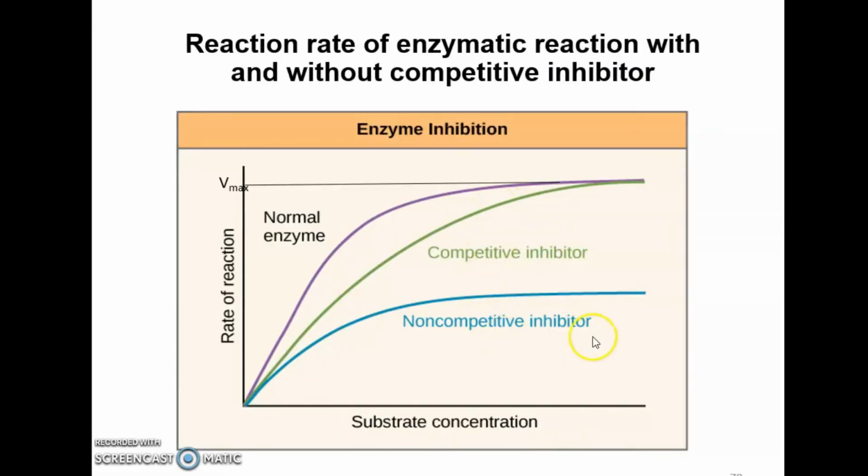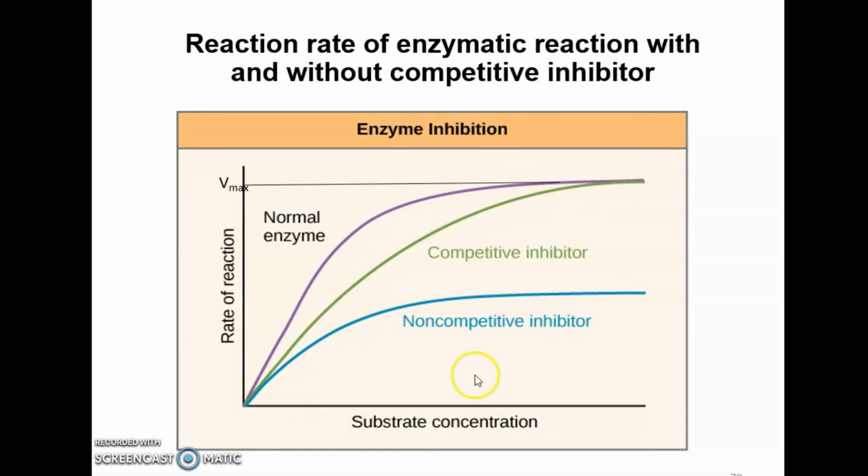Okay, here is the graph to show the rate of enzymatic reaction with and without competitive inhibitor, and also with non-competitive inhibitor. So we have three curves here: rate of reaction against substrate concentration. For the first curve, the purple color, it shows normal enzyme, meaning without any inhibitor. So the rate of reaction is high. And then here is the amount of product lah.